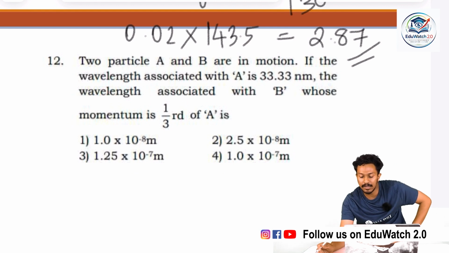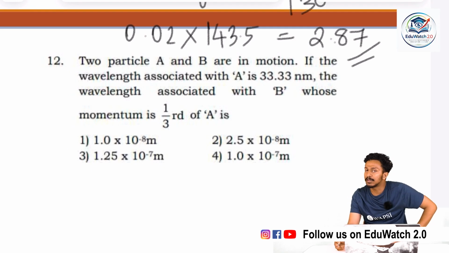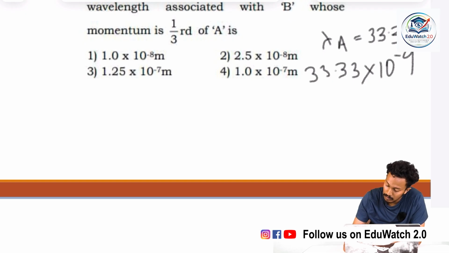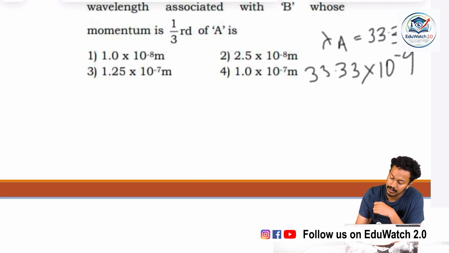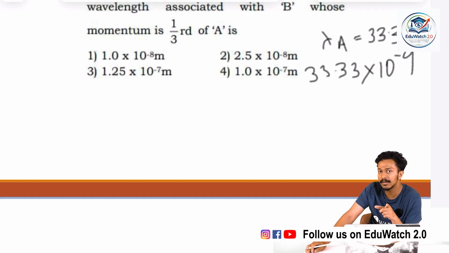If the wavelength associated with A is 33.33 nanometer, the wavelength associated with B, whose momentum is 1/3 of A, we have to find the wavelength associated with B. So, we could write the known things we have. We know that wavelength of A is 33.33 nanometer. We could convert that into meter because all the options here are in meter. So we could write it as 33.33 into 10 raised to minus 9. This is because 1 nanometer is equal to 10 raised to minus 9 meter.